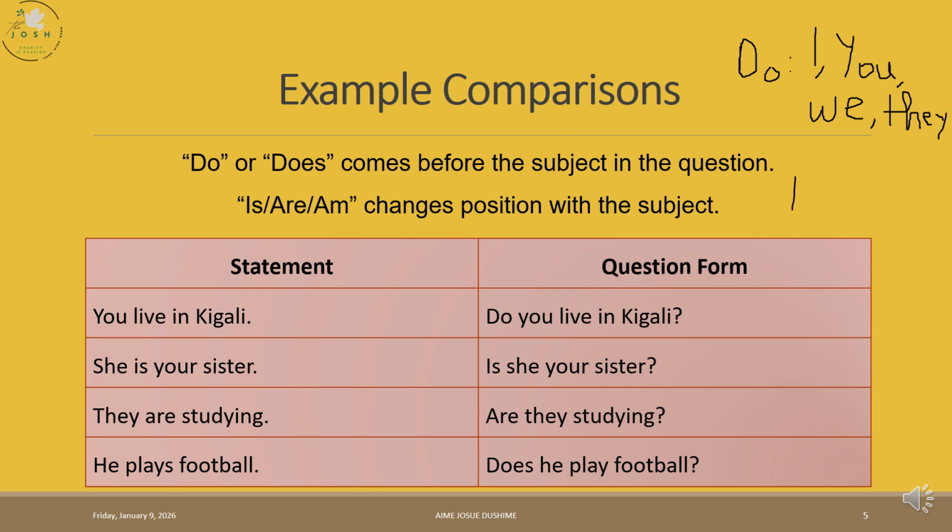When we say the auxiliary does, we use this auxiliary does when we talk about he, she, and last, it.